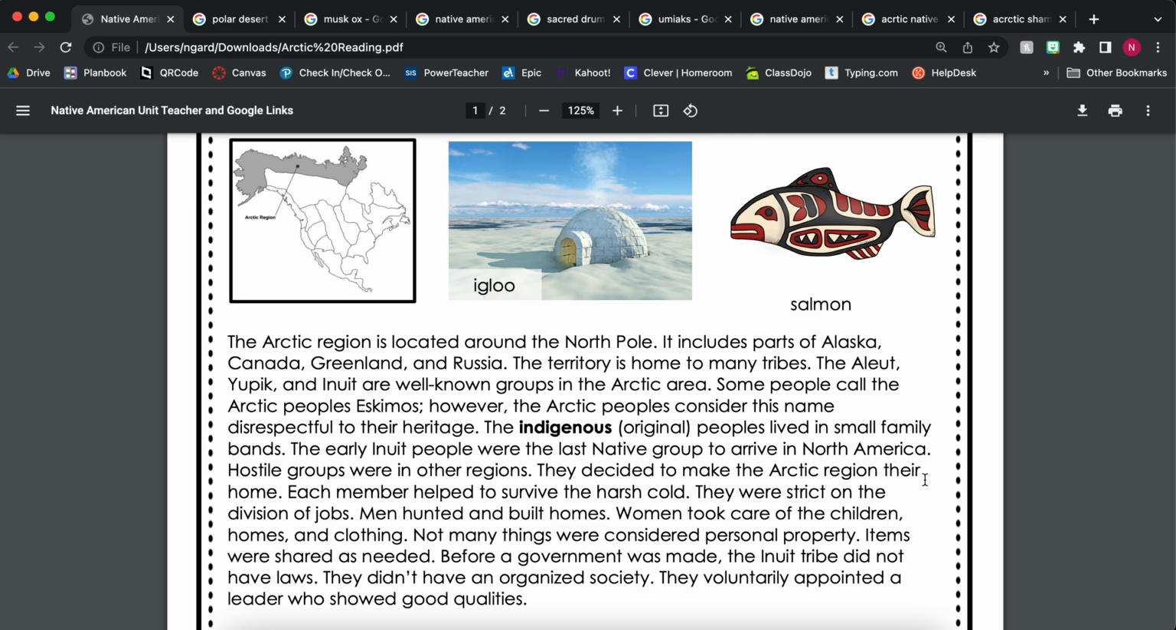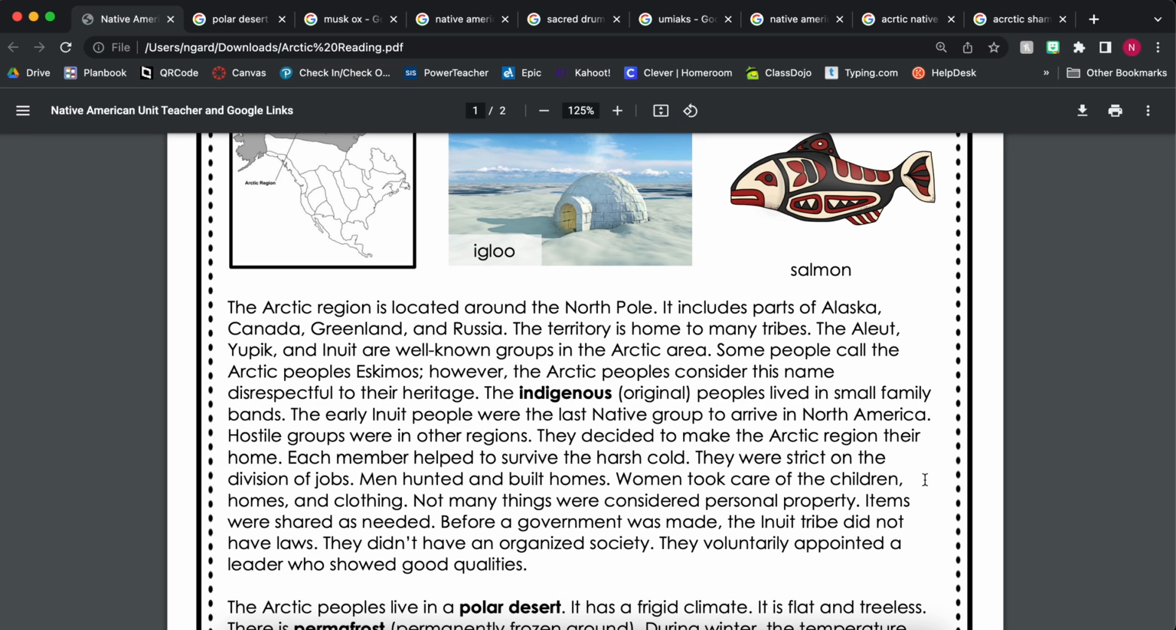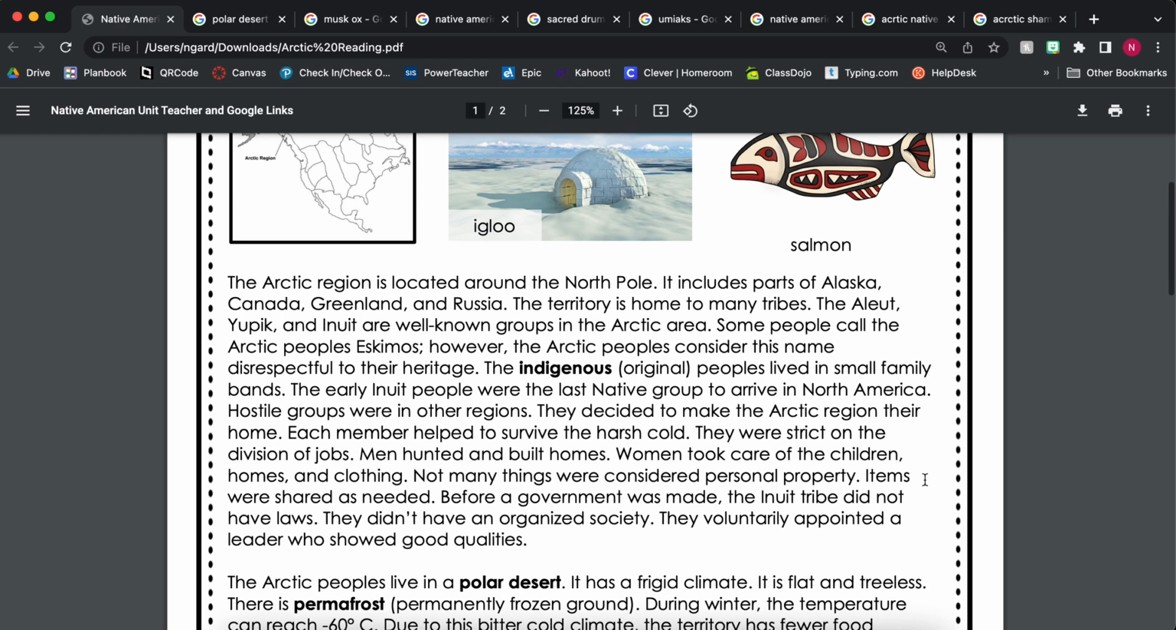Each member helped to survive the harsh cold. Really, everybody had to have a pretty strict job, because if they didn't, their survival counted on it. So they were strict on the division of jobs, meaning everybody had their role, everybody had their job, and they were expected to do it well. So men hunted and built homes. Women took care of the children, homes, and clothing.